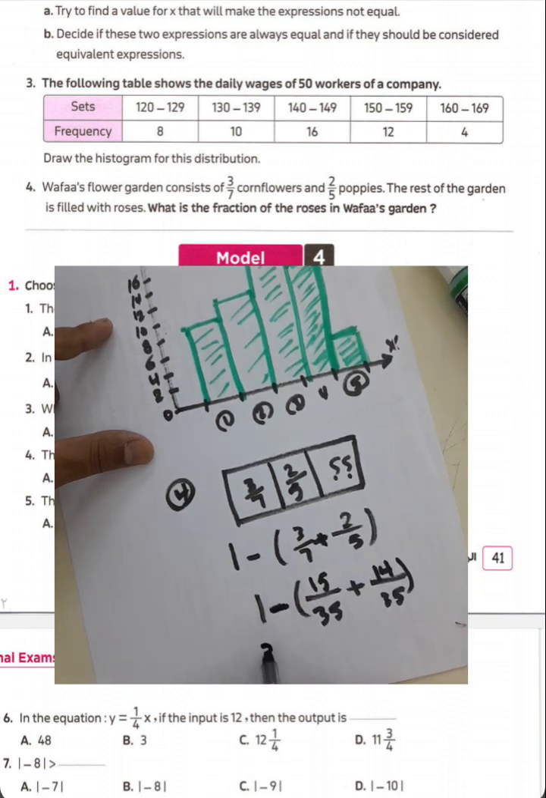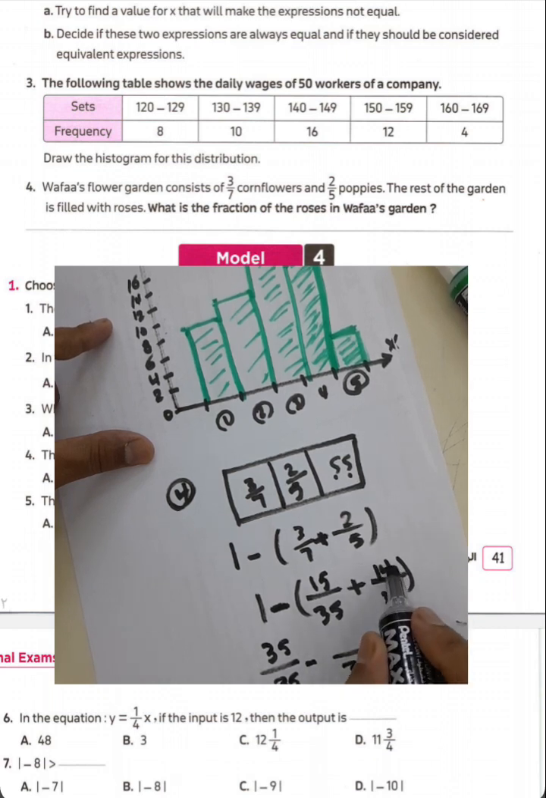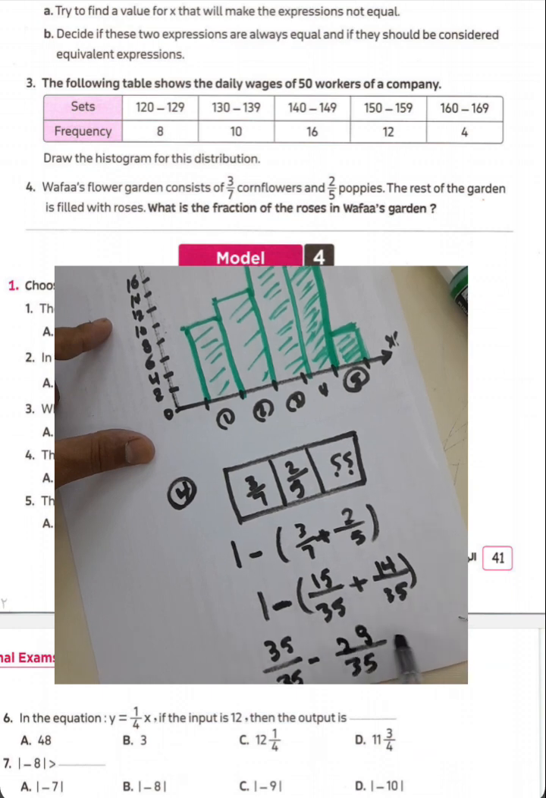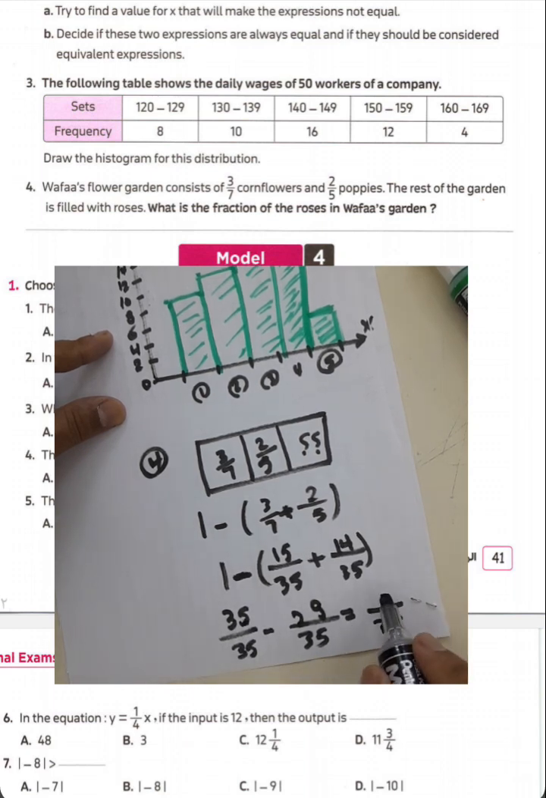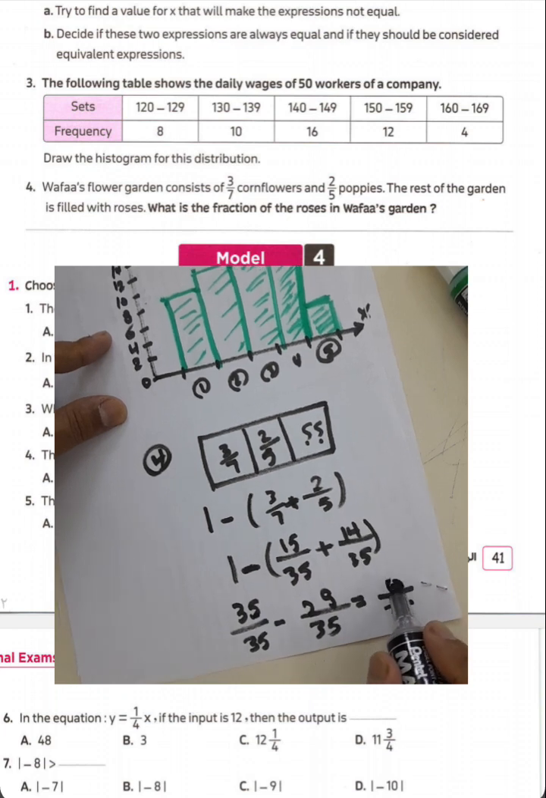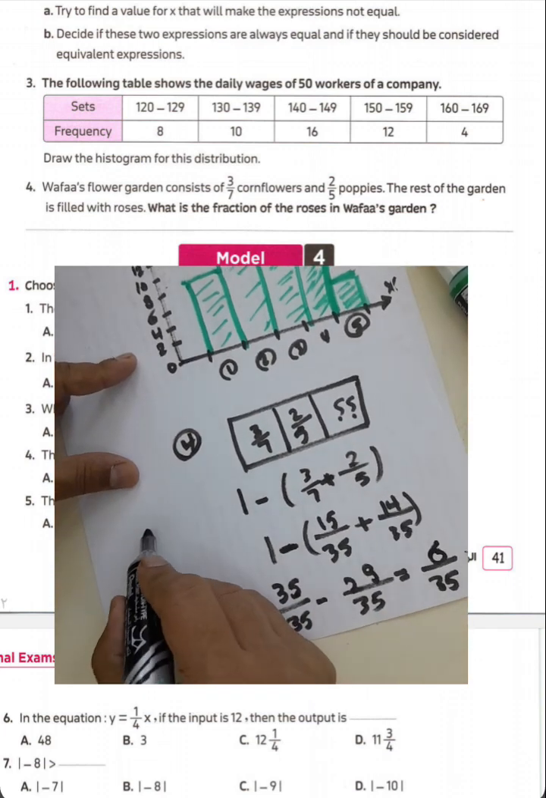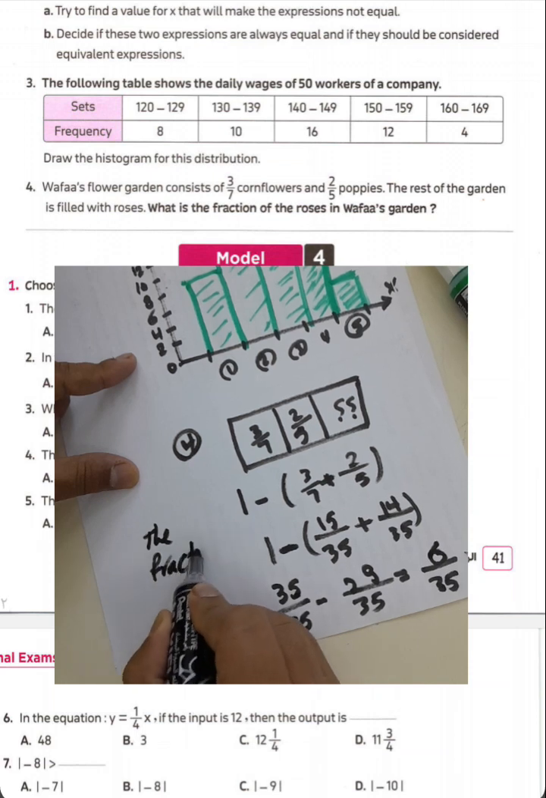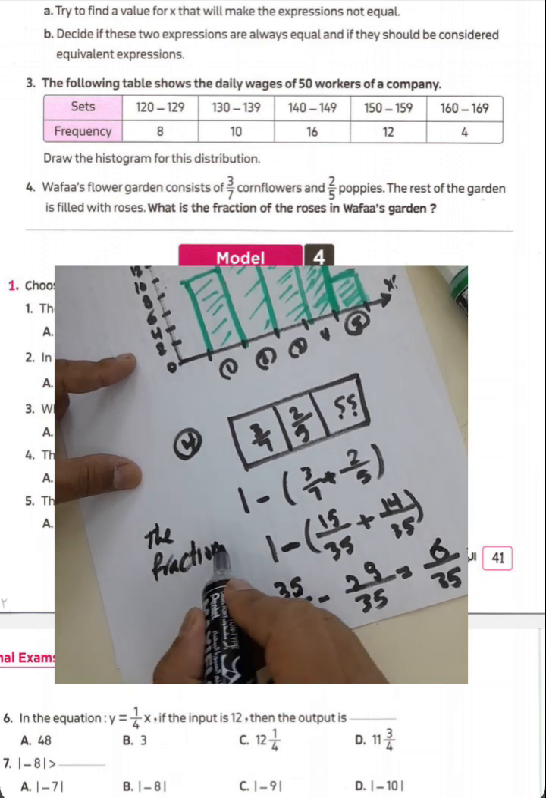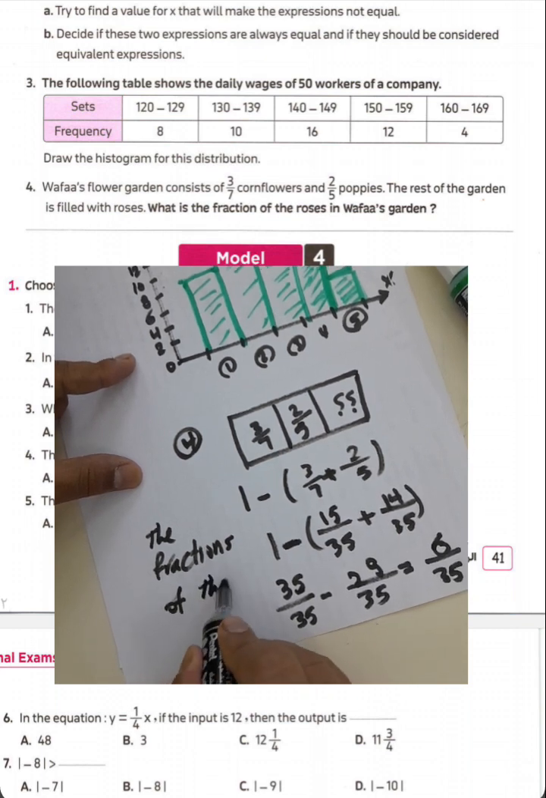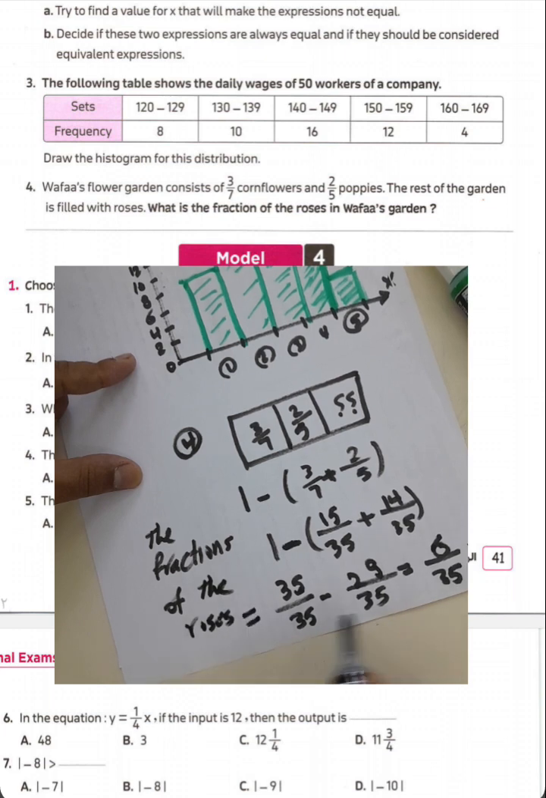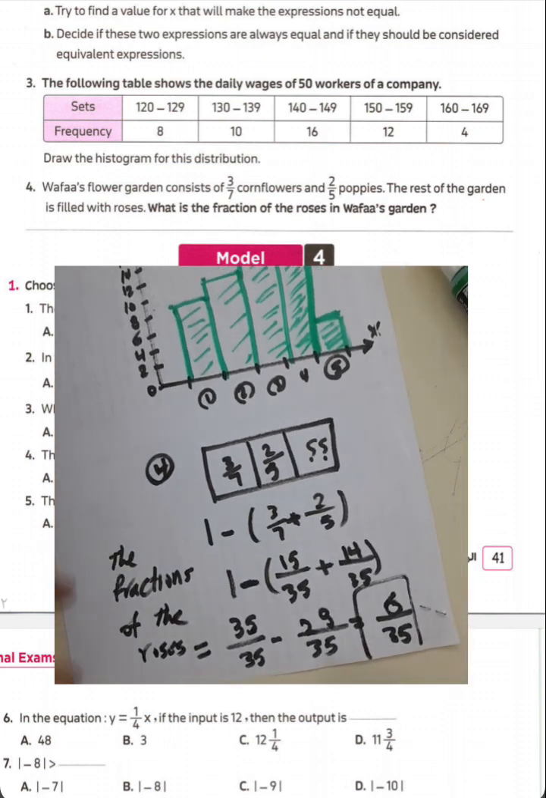Convert 1 here, it will be 35/35. Subtract, write 35 here, and 4 plus 5 equal 9, and 1 plus 1 equal 2. And then find the difference between them. Write 35 in the numerator, and 35 minus 29 equals 6. So the fraction of the roses equals 6/35.